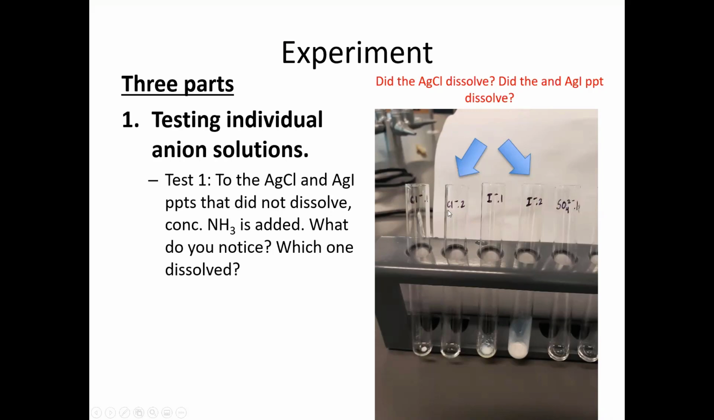So remember, we have duplicates, right? We add silver nitrate to each of the test tubes, and they get a precipitate. We add the nitric acid to one of the duplicates, and the precipitate remains there. And for the other test tube, we add ammonia. So you can see for the chloride, the precipitate disappeared, and for the iodide, the precipitate is still there.